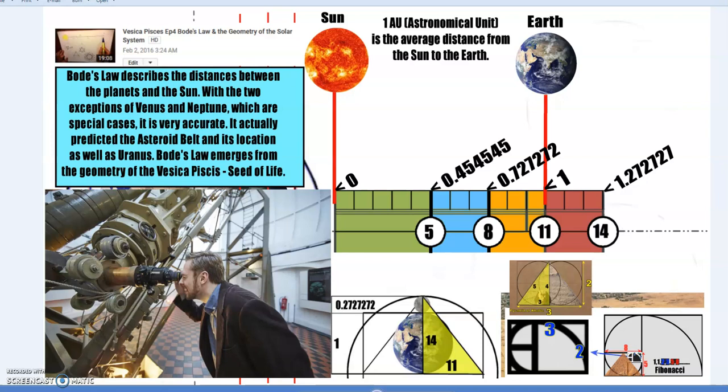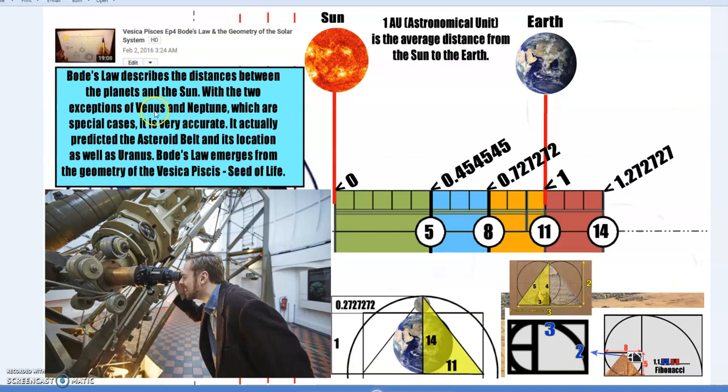However, and I'll remember to link this as well, it was actually developed by a fellow by the name of Titius, but it was first published by Bode, so now it's called Bode's law, and it uses Vesica geometry, the seed of life, to describe the distances between the planets. Now, what's beautiful about Bode's law is that, so I'll put that link in there. In short, there are two exceptions to Bode's law, Venus and Neptune.